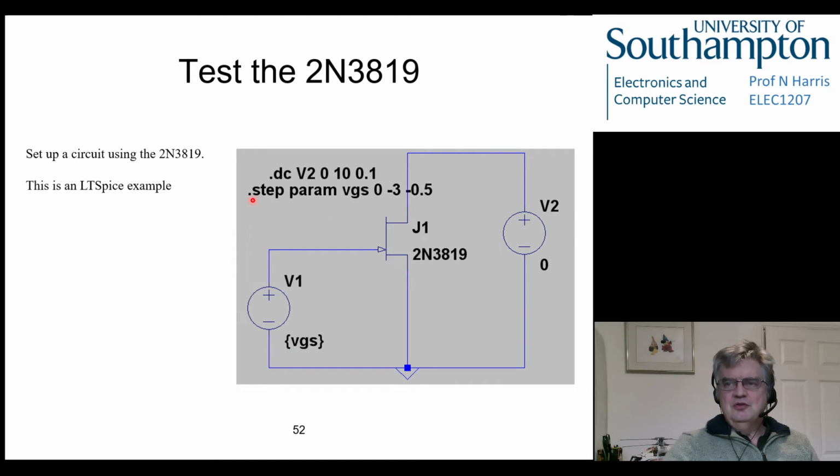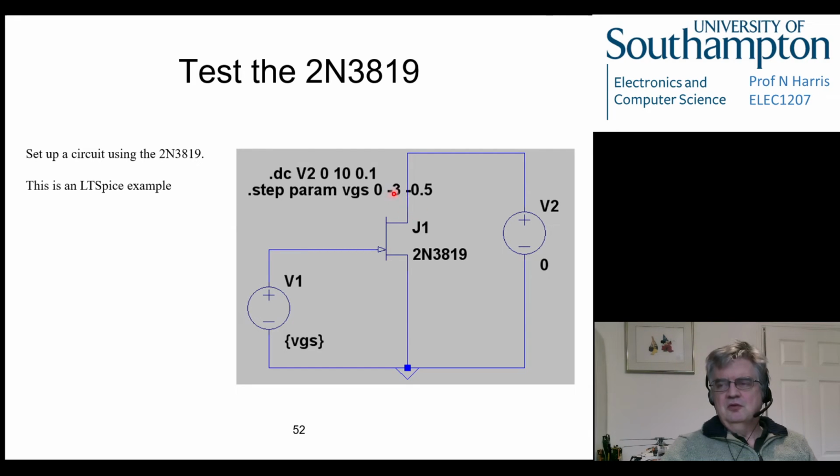LTspice allows you to put commands straight onto the schematic. You just drop them straight on. Anything with a dot in front of it is an LTspice command. So this is telling it that when it runs the simulation, it will step the parameter VGS. It looks on the circuit and finds, oh, here's VGS in curly brackets. So then it says, okay, every time I run this simulation, it's going to run it multiple times. First time it runs it, it'll run it with VGS equals 0, and then give us the answer. It'll then run it again without us asking it with VGS equals -0.5.